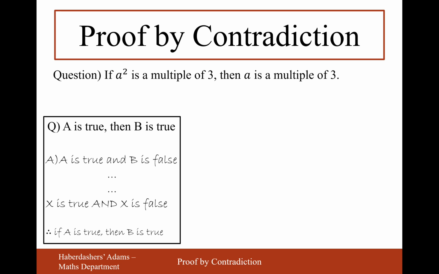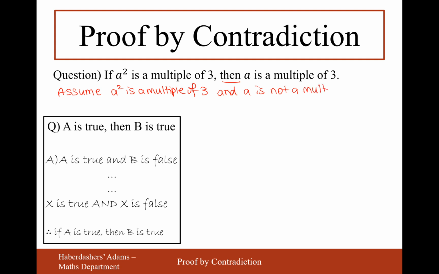If A squared is a multiple of 3, then A is a multiple of 3. So keyword then is in this sentence as well. So when we do our assumption, we'll assume that A squared is a multiple of 3, and A is not a multiple of 3.